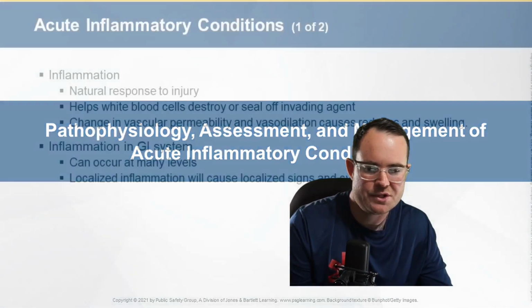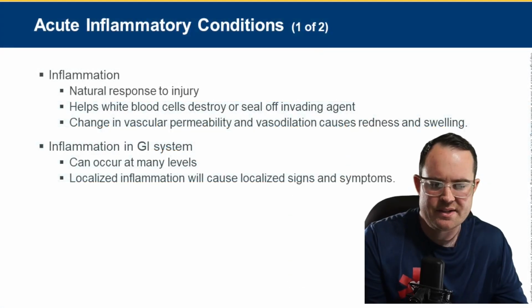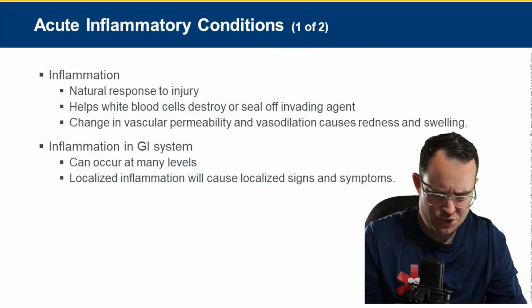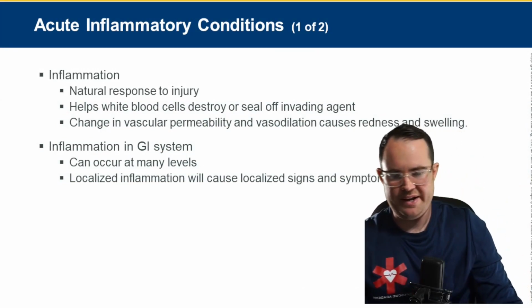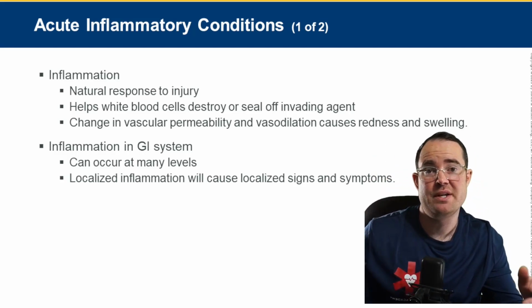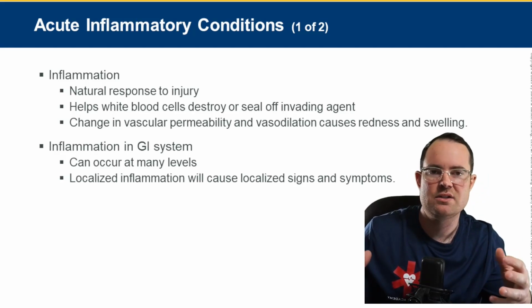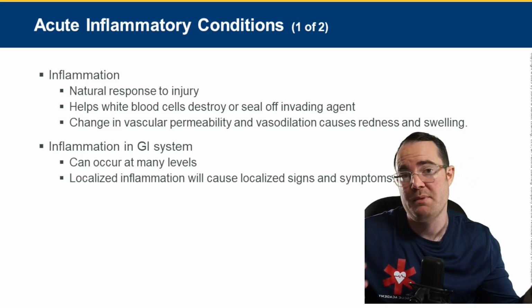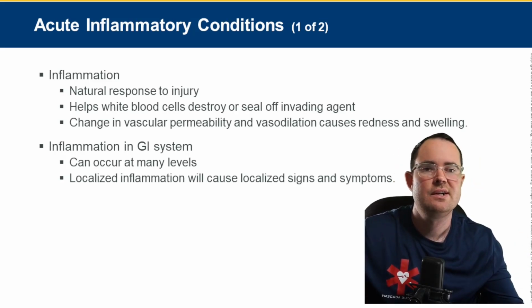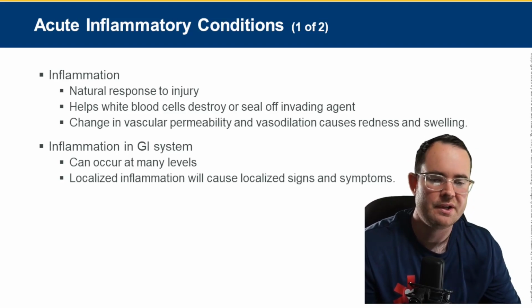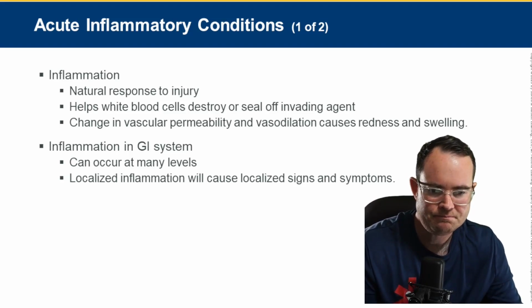Acute inflammatory conditions. Let's get after it. States inflammation, natural response to injury. We all know that. Helps white blood cells destroy or seal off the invading agent. Change in vascular permeability. Remember that permeability just means it allows for these cells to become leaky, allows for a fluid gradient to change, and fluid can either come into cells or out of cells. This is why there's inflammation, because there's an excess of fluid in those locations.